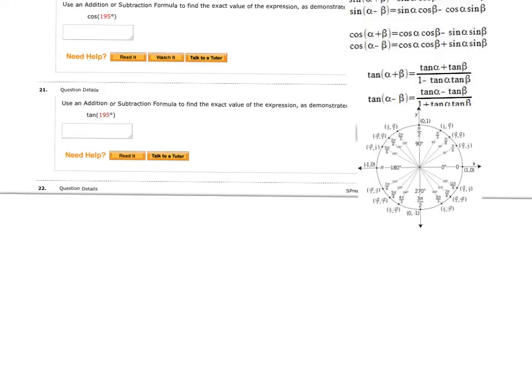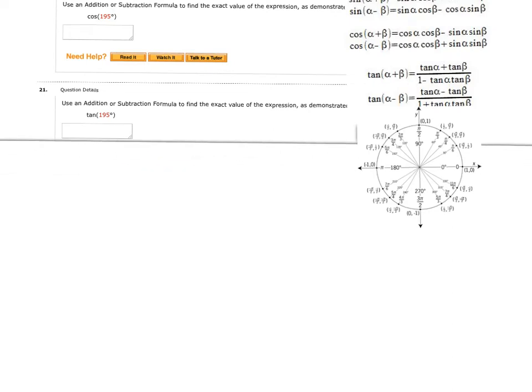All right, next couple here, we're going to do the angle addition formula. So I'll go ahead and do this one, tan 195. For this one, I'm going to break that up into two angles that I already know. So I'm going to do this as tangent of, let's see, we could do 135 plus 60.